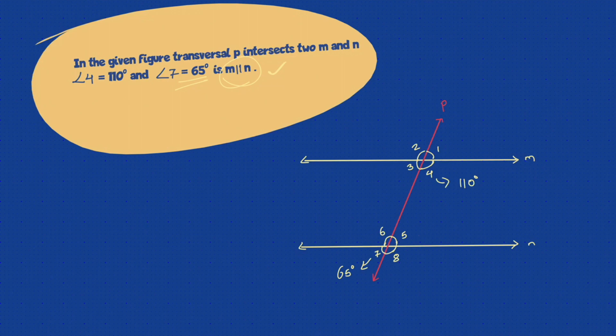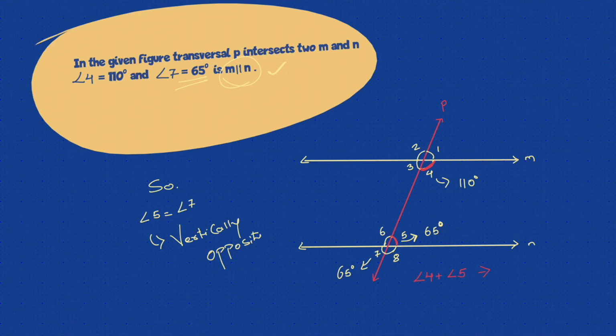So let's start. Where will I start from? I know angle 5 will be equal to angle 7, because they are vertically opposite. So after alternate, corresponding, and interior, learn this vertically opposite angle. So angle 5 will also be 65 degrees, since they are just opposite to the X. Now what do I know? Angle 4 plus angle 5 are interior angles, so their sum has to be 180 degrees. If their sum is 180 degrees, then I can go in reverse and say M is parallel to N.